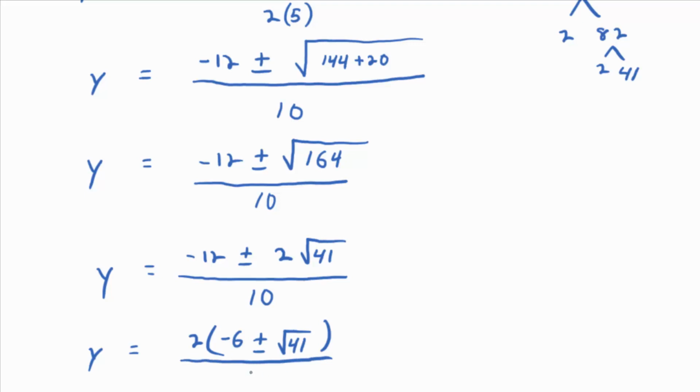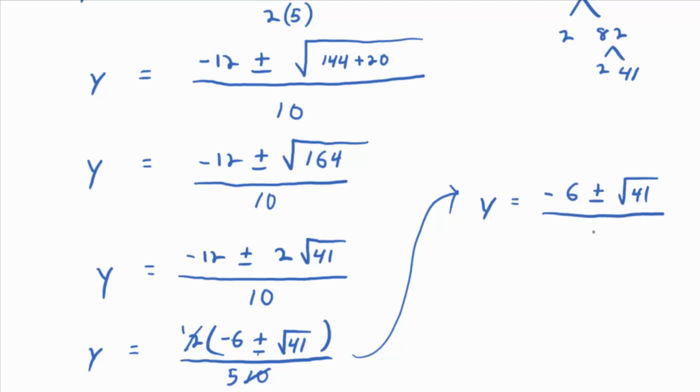Oh, it's a little bit different because the denominator is not going to disappear this time. So what happens when we cancel out the 2 with the factor of 2 and the 10? What's left in the denominator? 2/10 is really 1/5, so we get -6 plus or minus root 41 over 5. So y is equal to -6 plus or minus root 41 over 5.